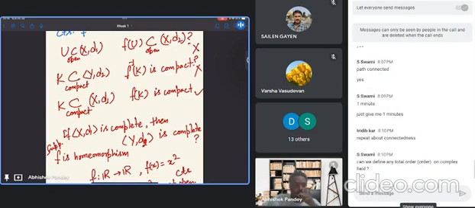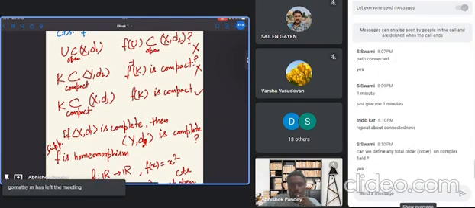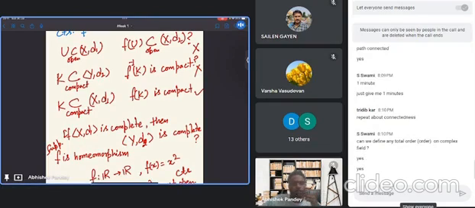So can we define any total order on complex? So what do you mean by total order? So you have to say that you want to define an ordering. So you want to compare two complex numbers. I mean, we don't have such a thing as comparing two complex numbers. Like if you want to say z is less than w, we don't have such comparison in the imaginary unit.